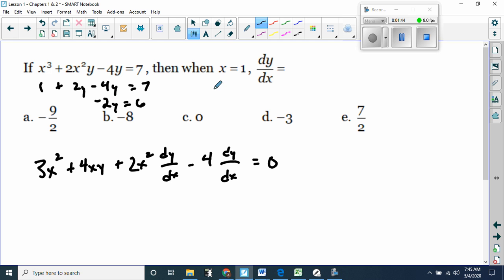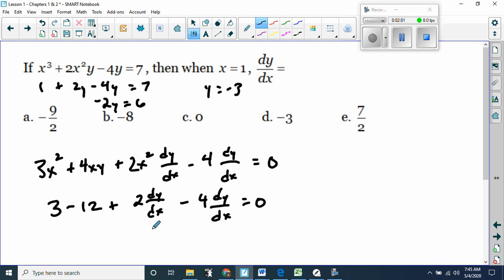y is -3. So we're going to plug in 1 for the x's and -3 for the y's, and solve for dy/dx. So that's -9 added over, divided by -2.